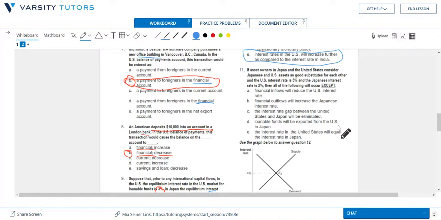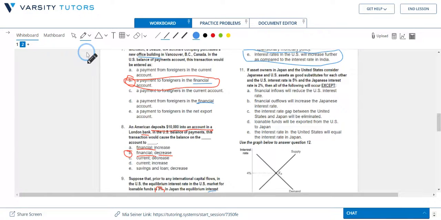So we'll take it one step further and read the last one. The interest rate in the United States will equal the interest rate. Well, C and E are both correct, so it definitely can't be those. So it looks like we're back at a place where we definitely have the answer at D. And let's make sense of it.